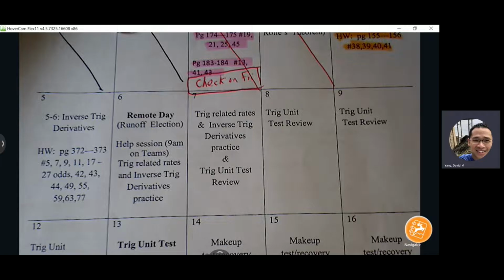Tomorrow is a remote day, but I will have a help session in the morning, so 9:30 to 10:30. I'll go over inverse trig derivatives. I'll go over related rates. And if you have any questions regarding other topics, I'll be available to answer any questions and just go over any review that you want to go over. Okay.